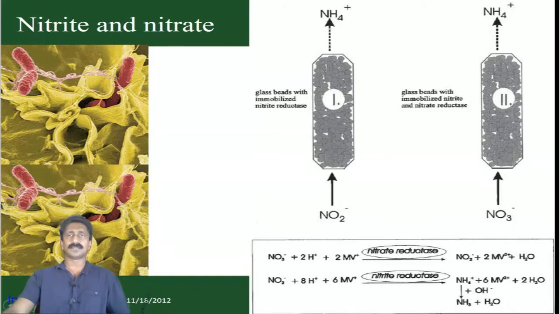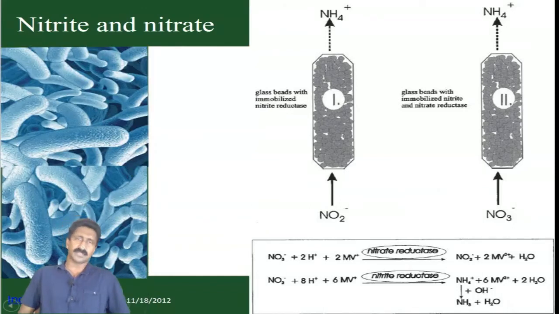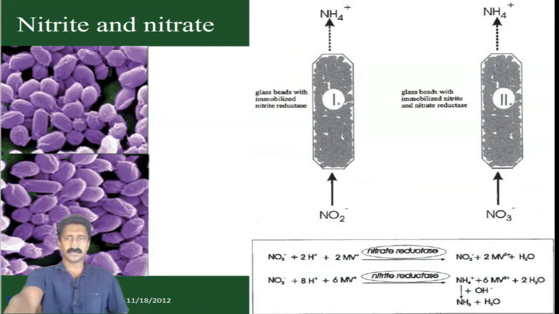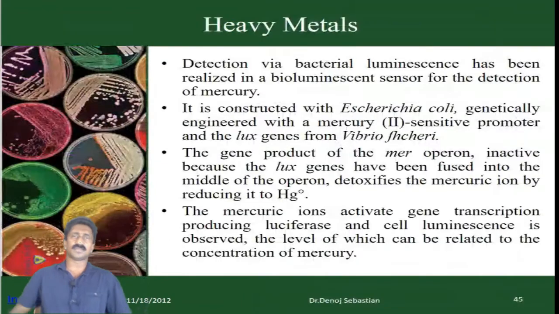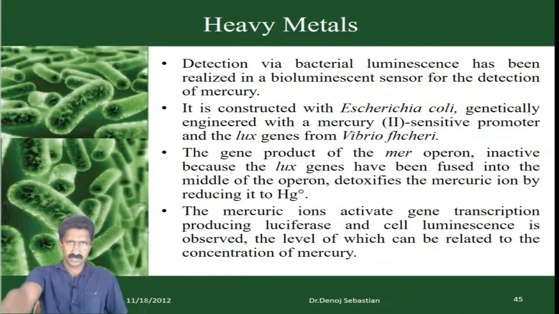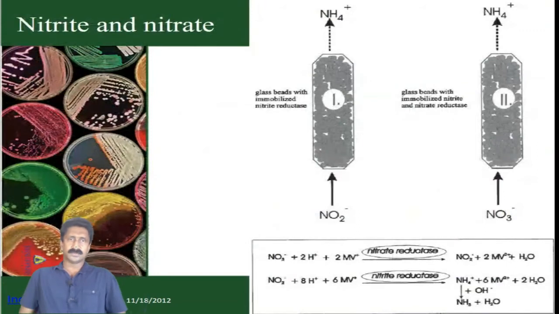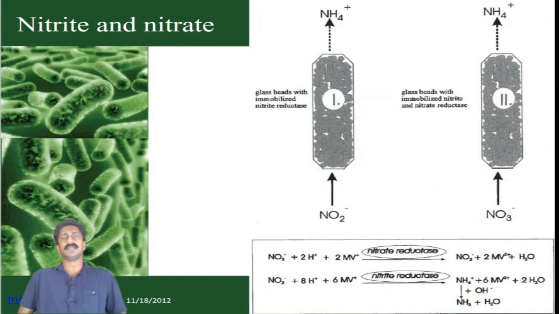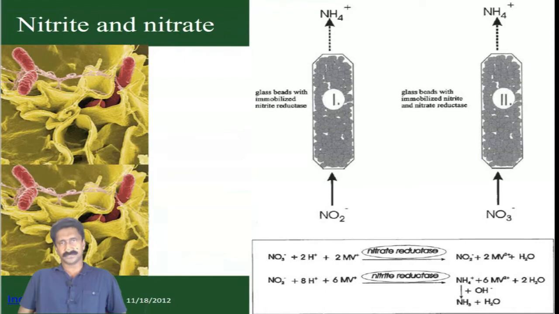In the last session on biosensors, we discussed various types of sensors, and the previous one we mentioned was about the biosensors that are used for the detection of heavy metals. Now, we will discuss the biosensors that are used for detection of nitrates and nitrites.